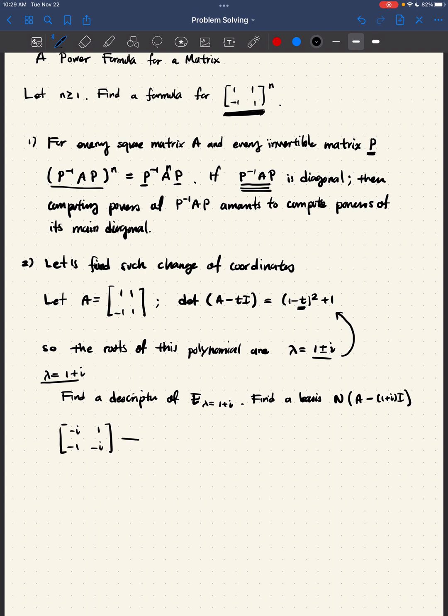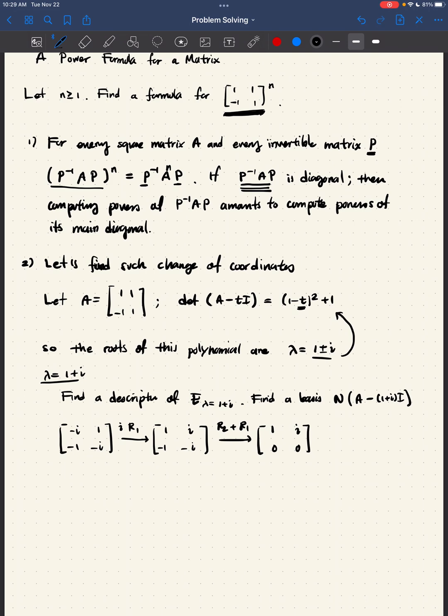From here, we'll start a series of reductions, the first one being multiplying the first row by i, and thus obtaining 1, i, negative 1, negative i. Then just from here, we're going to add in the following way, and now obtain 1, i, 0, 0.